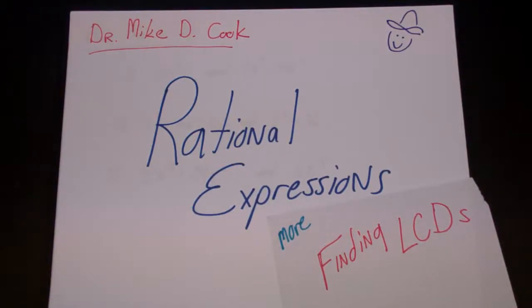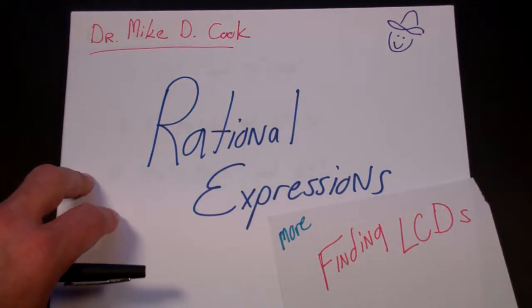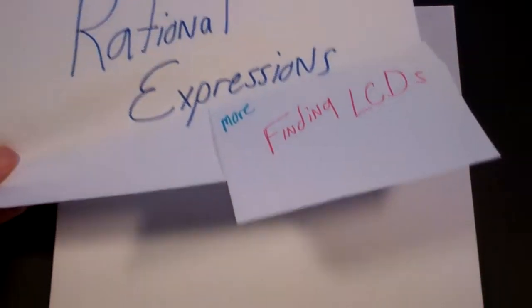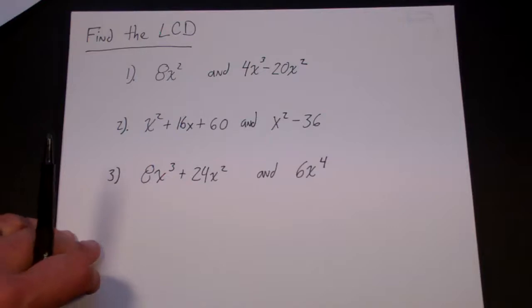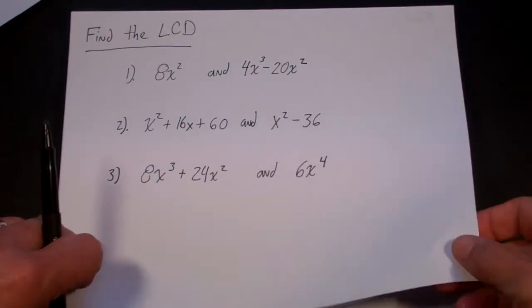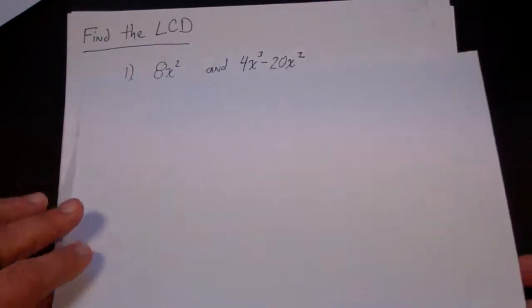Now let's look at some more examples of finding least common denominators with rational expressions. So in this video we'll go through 3 examples of finding the least common denominator. And in the following video we'll go through adding and subtracting rational expressions. So let's look at the first one.